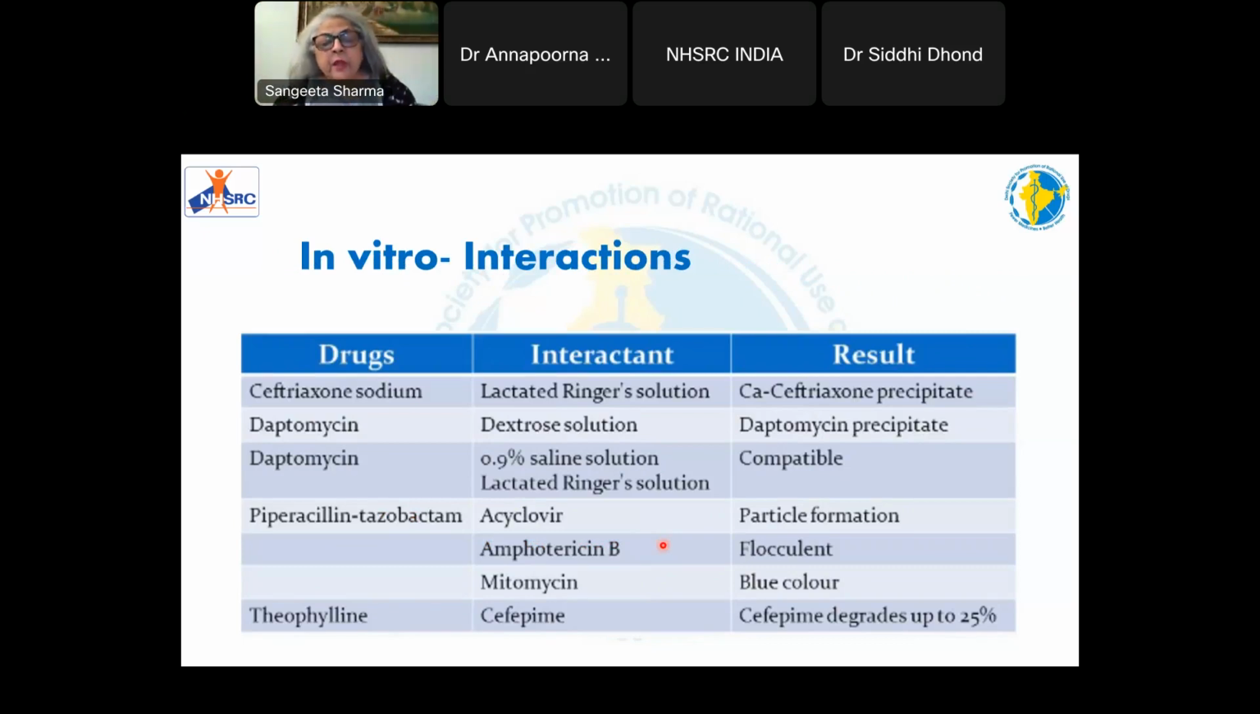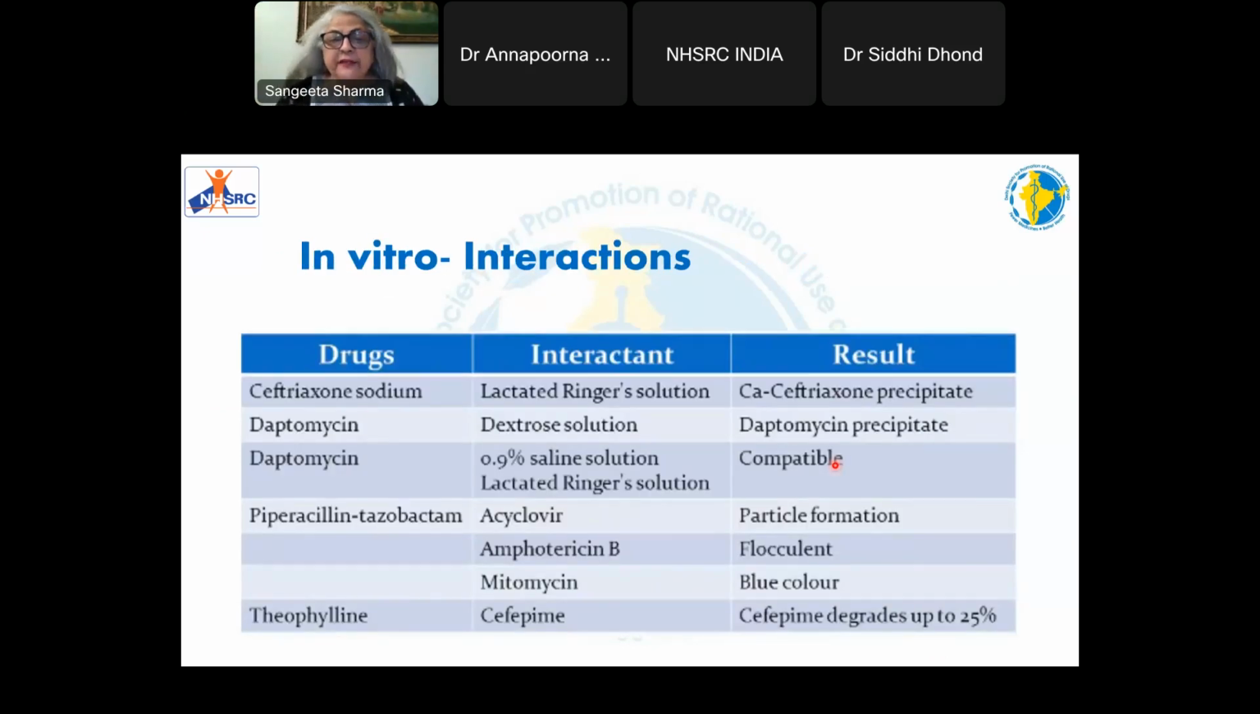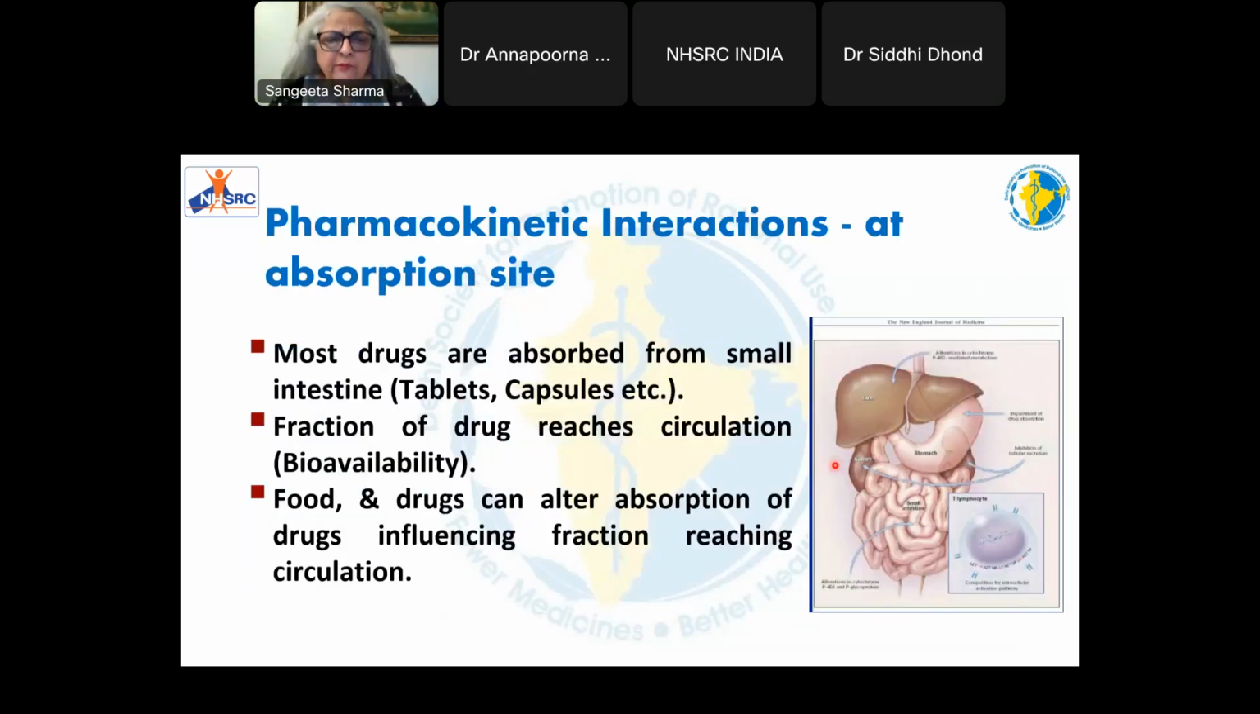Then similarly, when you mix two drugs together outside, in vitro, ceftriaxone, when given with the lactated Ringer solution, can also precipitate. Piperacillin-tazobactam should not be combined with acyclovir or amphotericin. Here you can see the visible effect, whereas here you may not see the visible effect. So you just need to know whether you can mix this or not.